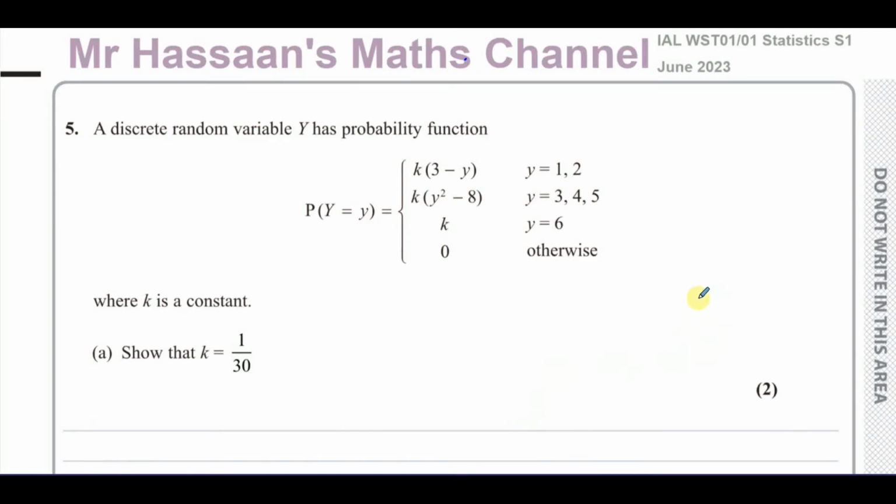I've now reached question number 5 from the June 2023 Statistics S1 paper from Edexcel International A-Level. And here we have a question about discrete random variables. They've told us that the discrete random variable y has probability function. Here this says the probability that y is equal to y. So the probability that the discrete random variable y is equal to these particular values, which are 1, 2, 3, 4, 5, and 6, are given by these expressions here.